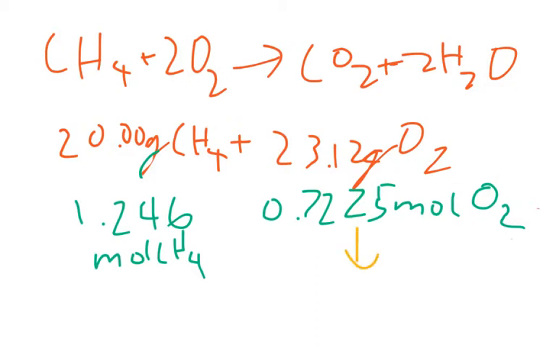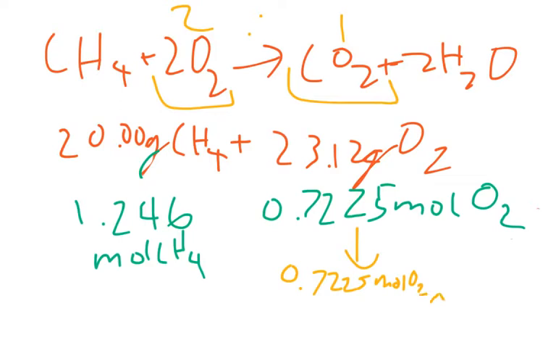0.7225 moles of oxygen gas can produce how much carbon dioxide? Well, for every 2 molecules or moles of oxygen gas, we produce 1 mole of carbon dioxide. So it's a 2-to-1 ratio. So let's multiply this by the 2-to-1 ratio, 0.7225 moles of O2 times the 2-to-1 ratio. So we have 2 O2 on the bottom and 1 CO2 on the top. And notice how we're just dividing by 2. So thus, we will just divide 0.7225 by 2.